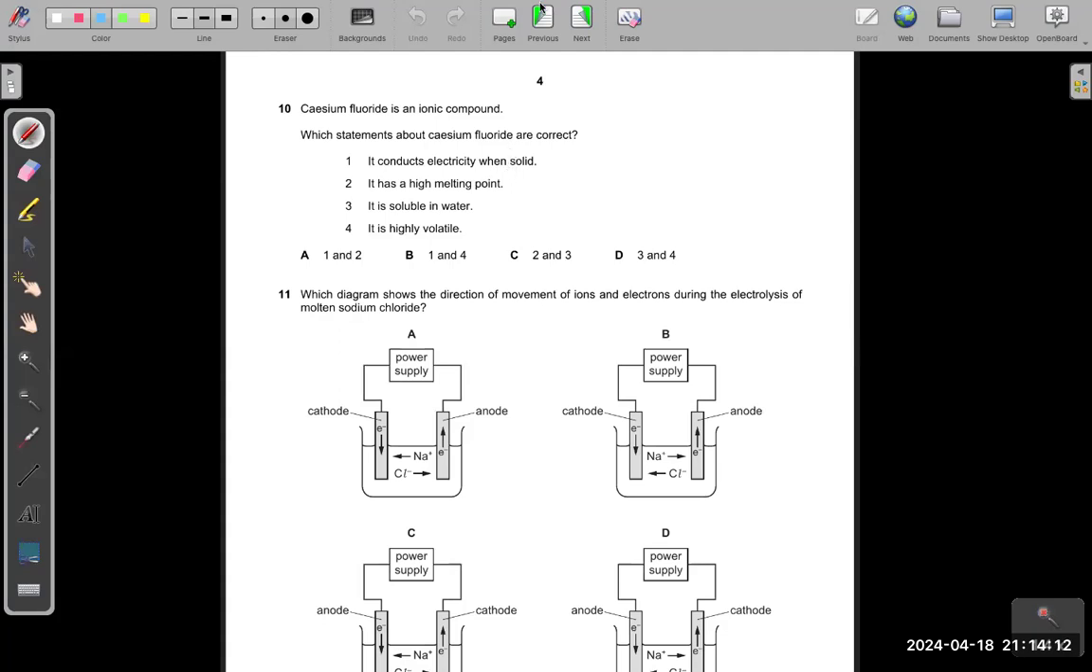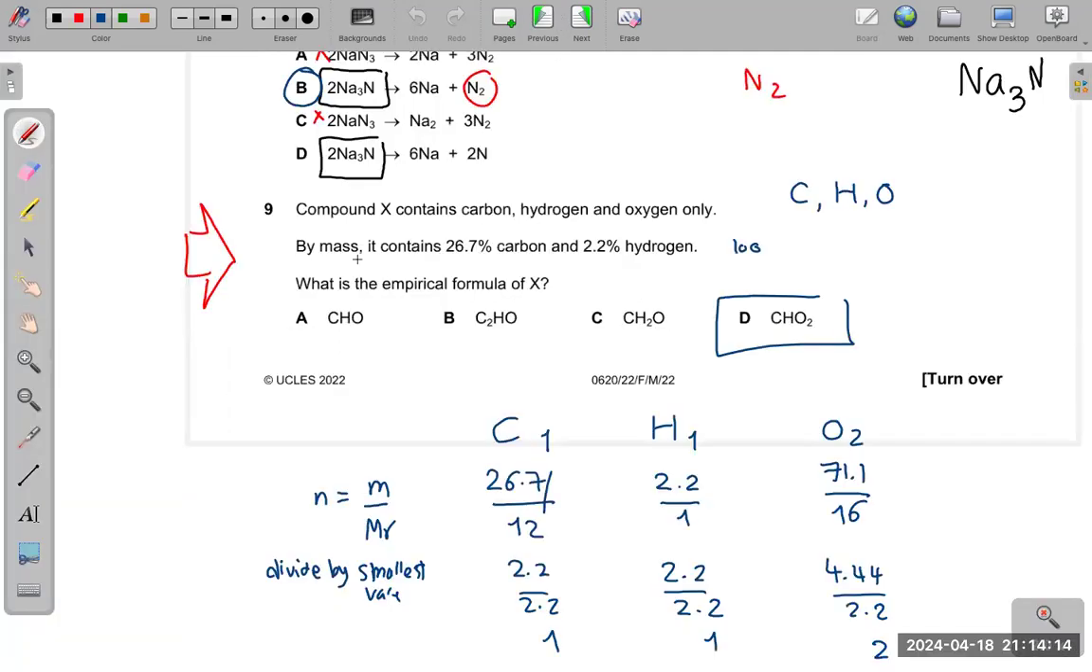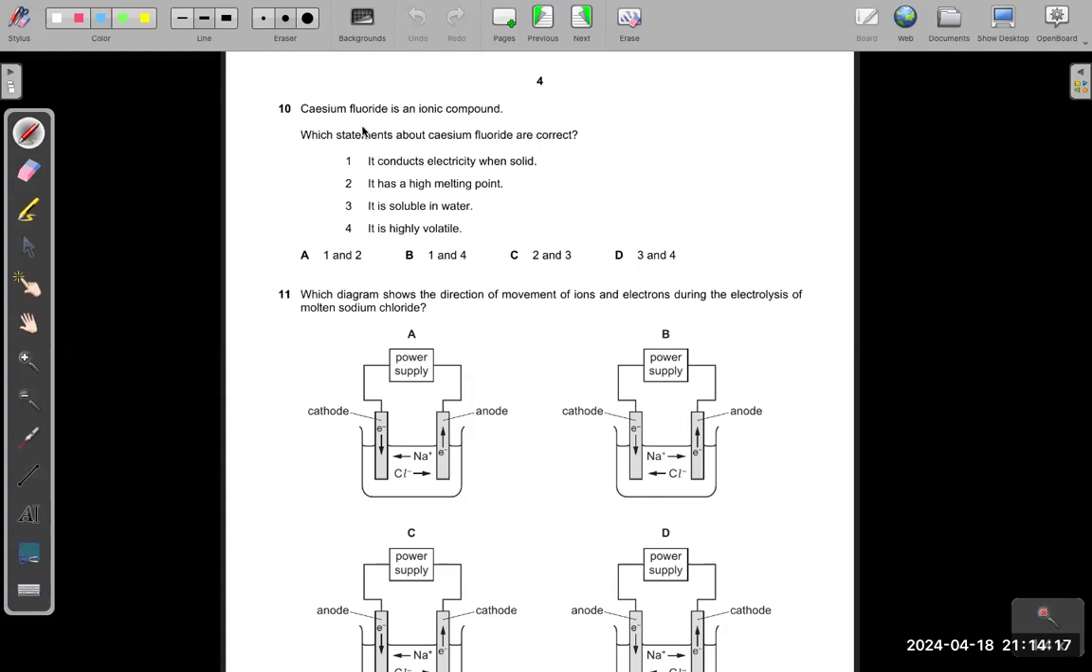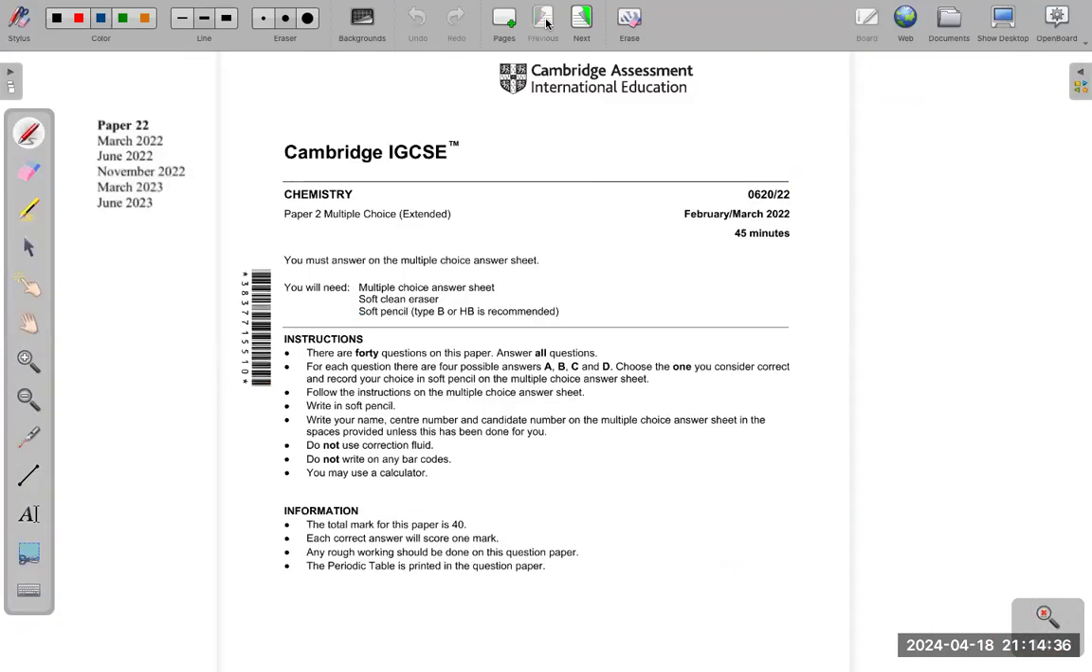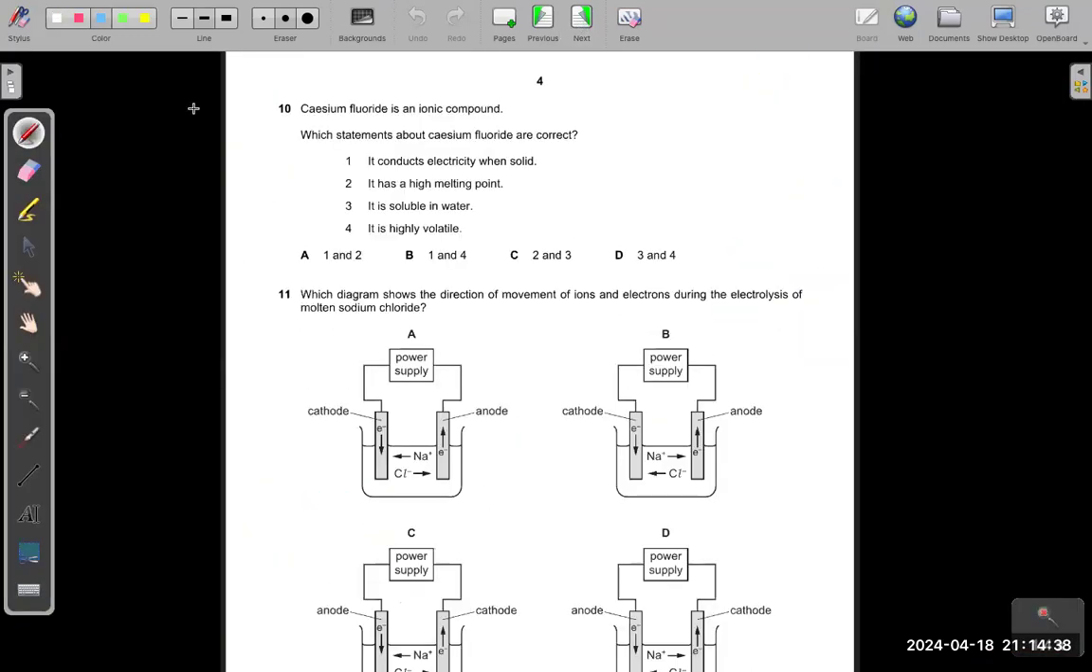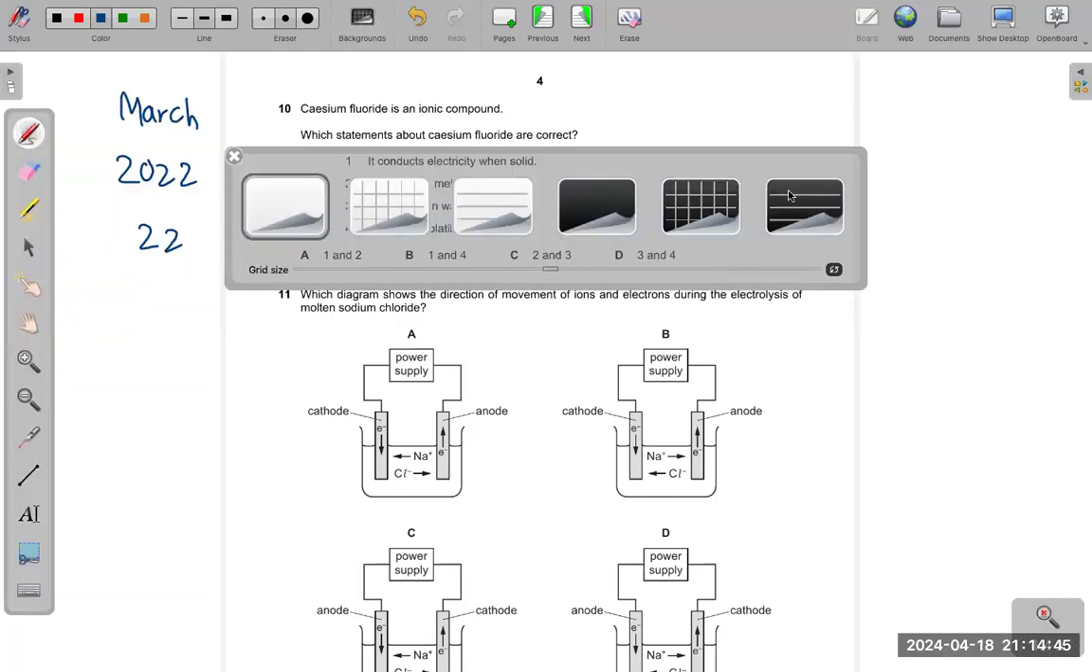Calcium fluoride is an ionic compound. If you want to ask me whether this can come in the exam, yes, of course it can come. This is an ionic compound. Which statement about cesium fluoride is correct? It conducts electricity when solid. It has a high melting point. It's soluble in water. It's highly volatile. So we are still answering paper March 2022. This is still March 2022. This is paper 22 in the past papers.